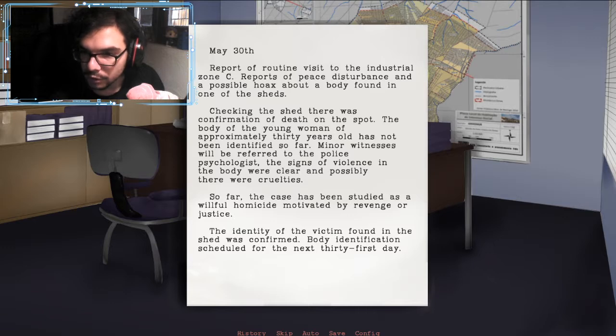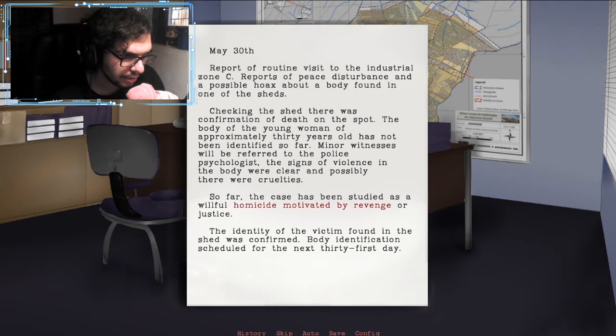Okay, where is the one that we were talking about the cruelties? Okay, sharp object and extreme cruelty. Okay, so I think that this cruelty is also something that I should click. So far, the case has been studied as a willful homicide motivated by revenge or justice. The identity of the victim found, the sheriff's confirmed body identification scheduled for the next 31st day.